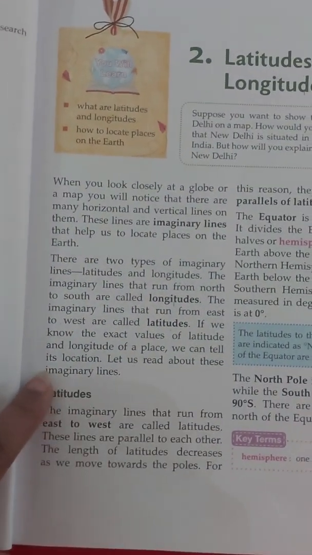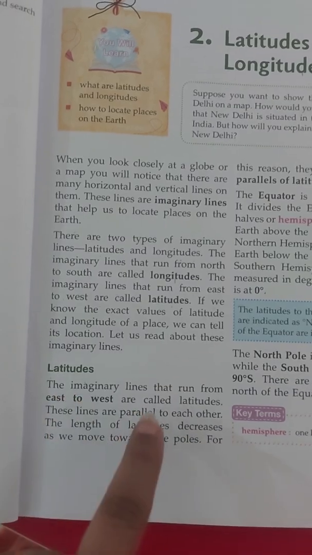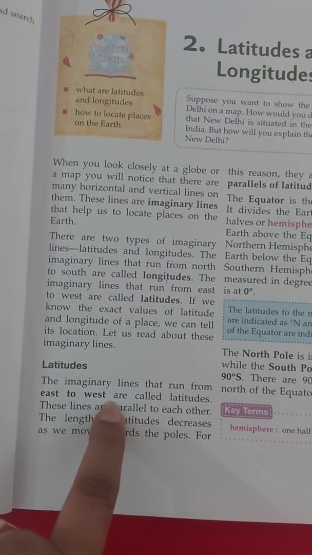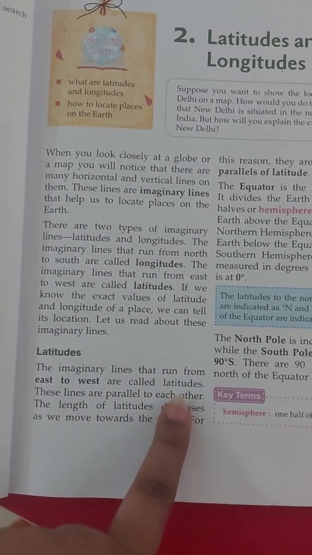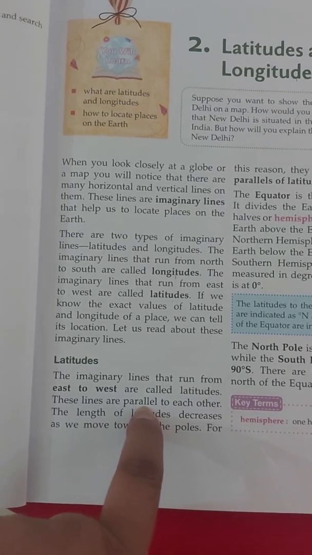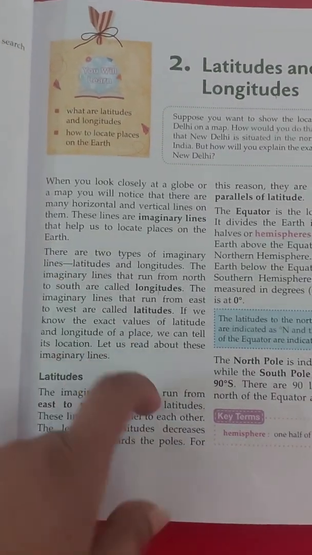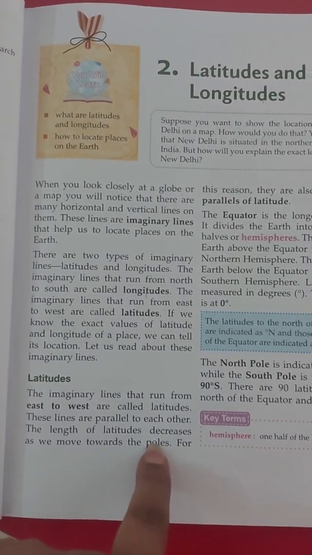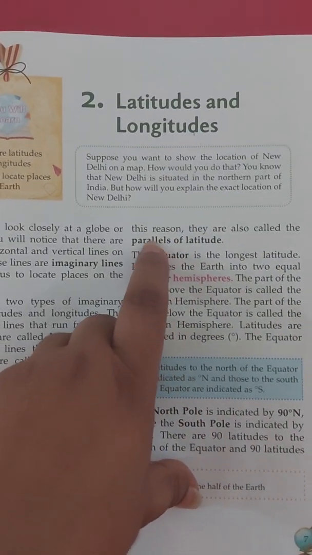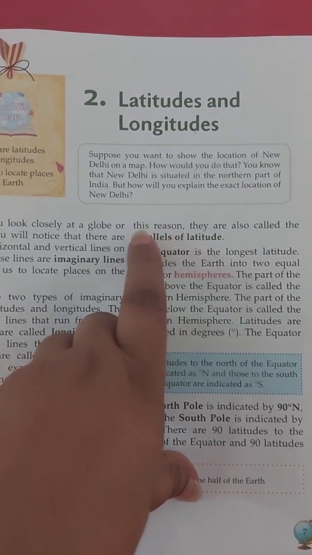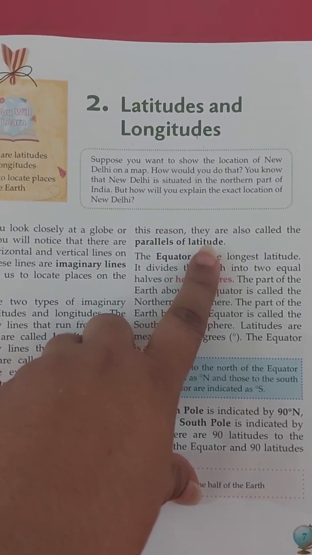First of all, latitudes. These are the imaginary lines which run from east to west. These are called latitudes, and they always run parallel to each other. When we move towards the south or north pole, they decrease in length. Another name for latitudes is parallels of latitude. This is the second name of the latitudes, parallels of latitude.